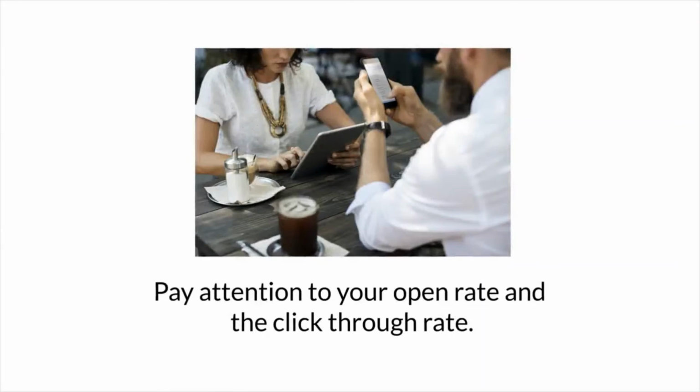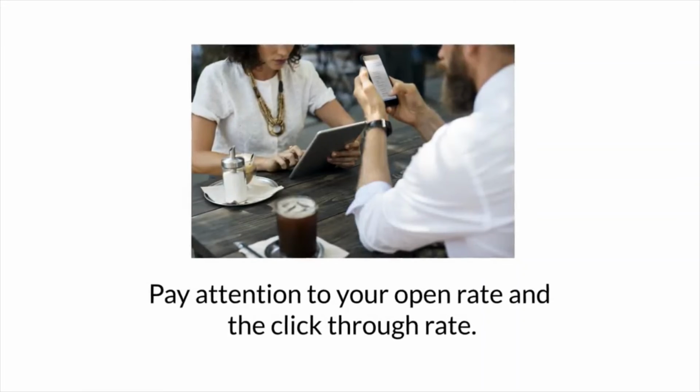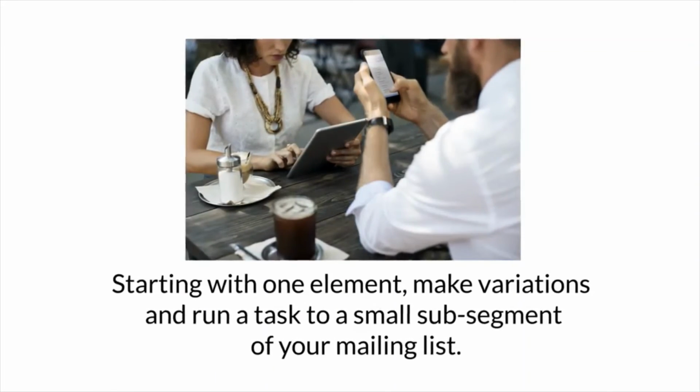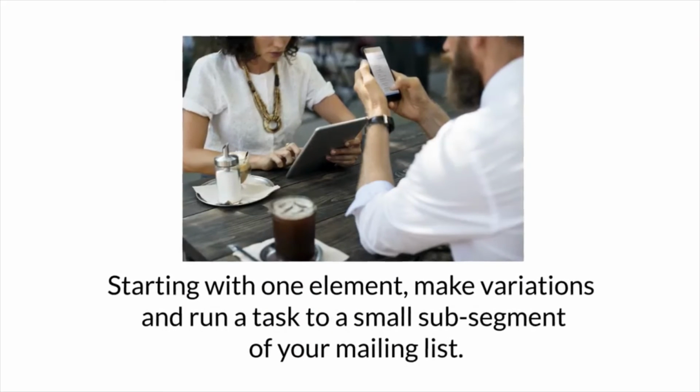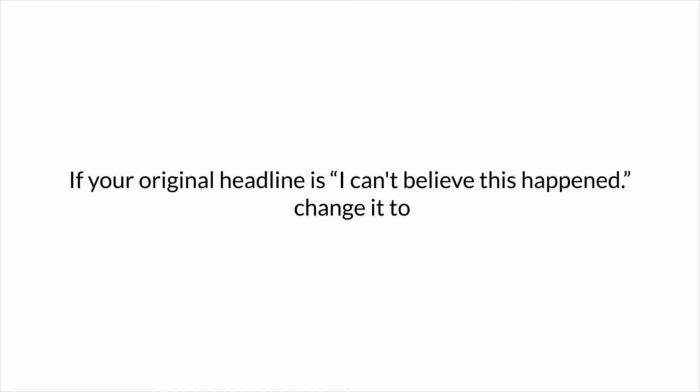Next, send out your updates and see how well they are received. Pay attention to your open rate and the click-through rate. Starting with one element, make variations and run a test to a small subsegment of your mailing list. See if there is any improvement from the previous email's performance. If there isn't, make variations on the element again.